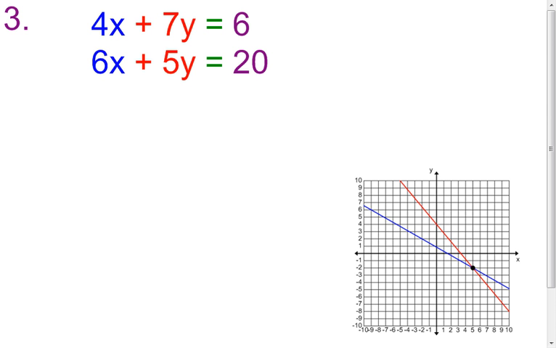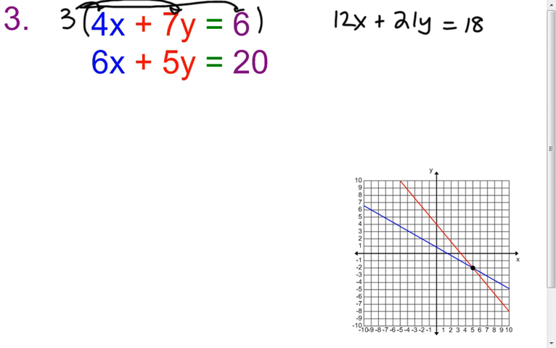Okay? So in this case, if you want the x's to drop out and you think about 4x and 6x, 4 and 6 both go into 12. So let's figure out what we have to multiply the top equation by to make it be 12x. Well, 4x times 3 is going to give me 12x. So I'm going to start with just the top equation. I will distribute this 3 through. So 3 times 4x becomes 12x. 3 times 7y becomes 21y. 3 times 6 becomes 18.